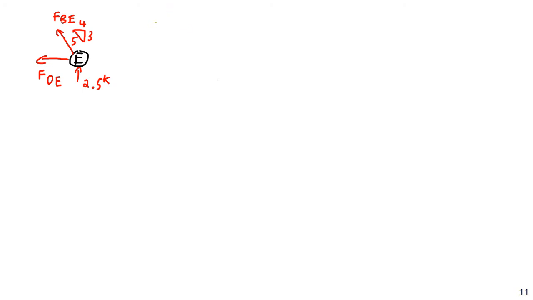So I'm going to start by doing the sum of forces in the y direction. I'm doing this first, just like in the previous case, so I can have just one equation with one unknown. So that's going to be FBE times 3 over 5 plus our 2.5 kip reaction force. All of this will equal 0.